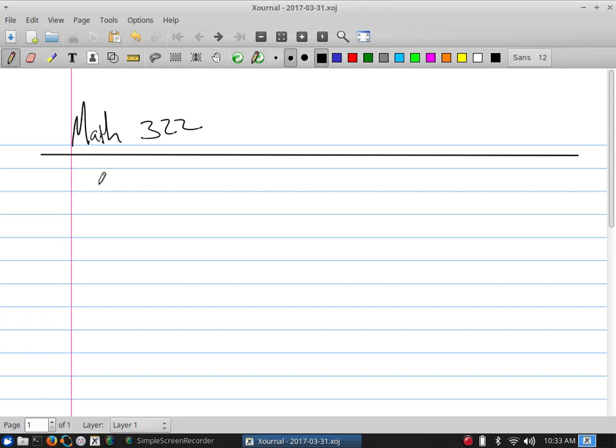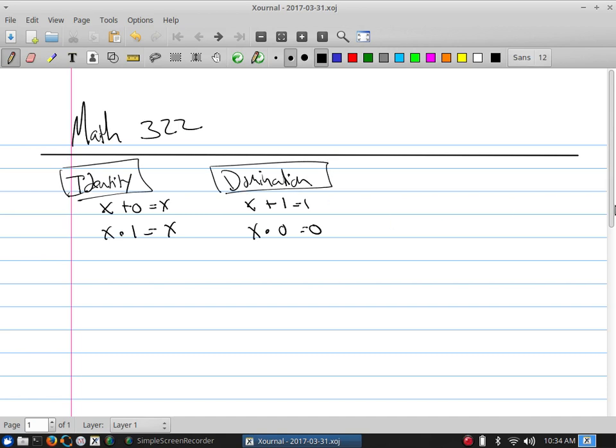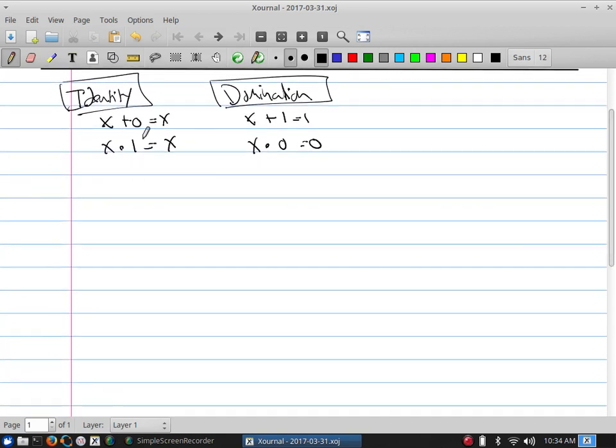But if no questions, all right, we stopped at this one point and we talked about the idea of domination along with the identity components. So the identities: x plus 0 is x, x dot 1 is x, and the domination, which would be x plus 1 is 1, x dot 0 is 0. Using these two things with considering the operator on the tables.